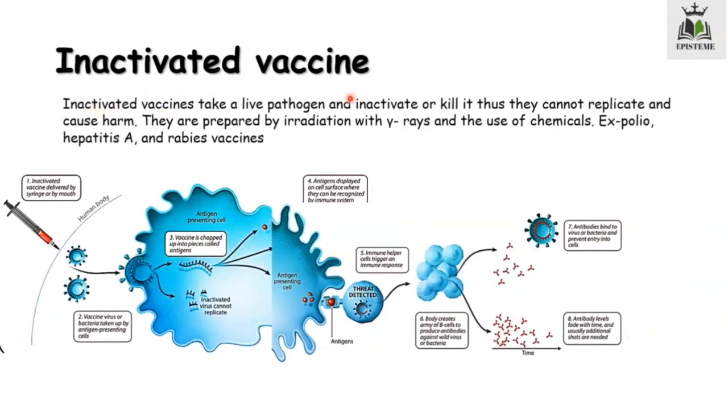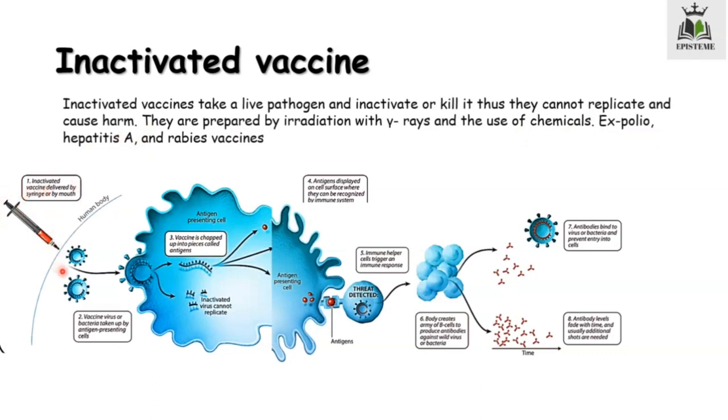Next we have the inactivated vaccines. For making these vaccines, we take the live pathogen and inactivate or kill it so that it can't replicate. The killing of these pathogens is done by using gamma rays or some chemicals. Examples are polio, hepatitis A and rabies vaccine.